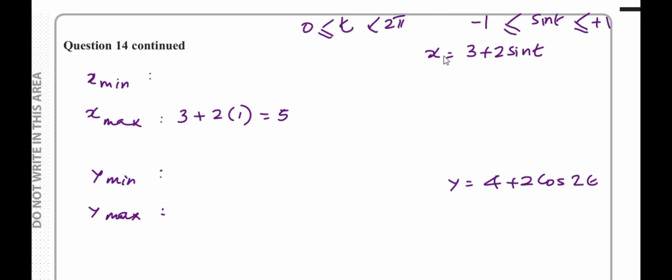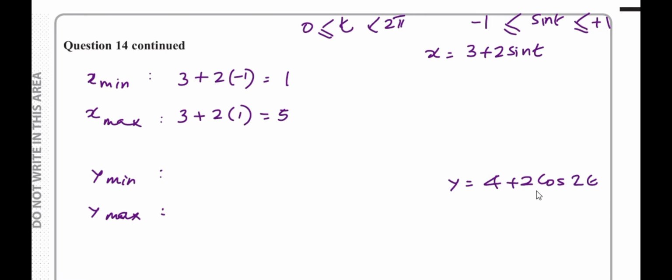x minimum will be when sine t is minimum, minus 1. Therefore, it is 3 plus 2 times (minus 1), which is equal to 3 minus 2, which is equal to 1. Right. Similarly, let's find the range for y.